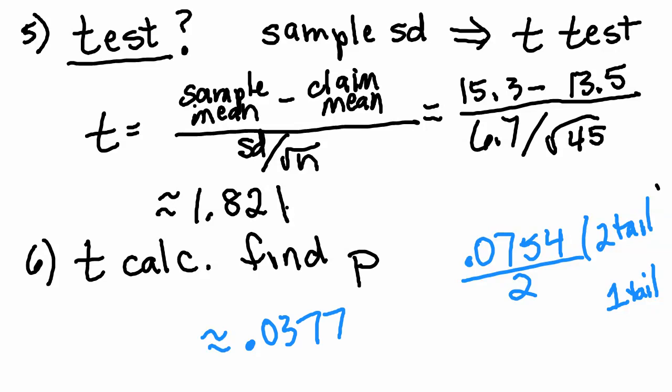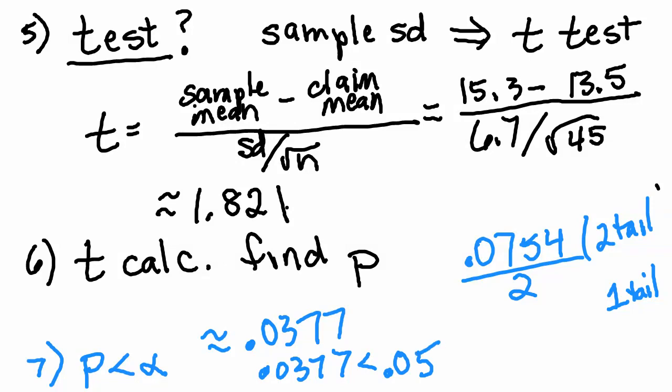Okay, that's the probability that we would find a sample in that tail if the null was true. So that probability is so low that when we compare it with alpha, we find p is less than alpha. 0.0377 is less than 0.05. Okay, so p low, null goes. We again reject the null.